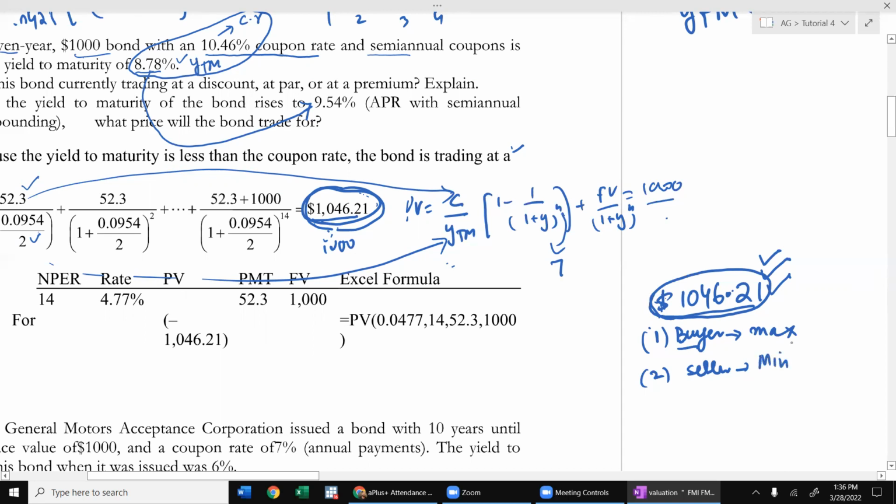Yes, sir. Correct. So it means that if you are a seller, this is your minimum price at which you are happy to sell. Okay. As a buyer, this is your maximum price at which you are willing to buy this bond. Correct. So you can explain it through two different perspectives, from buyer perspective as well as from seller perspective. Correct.